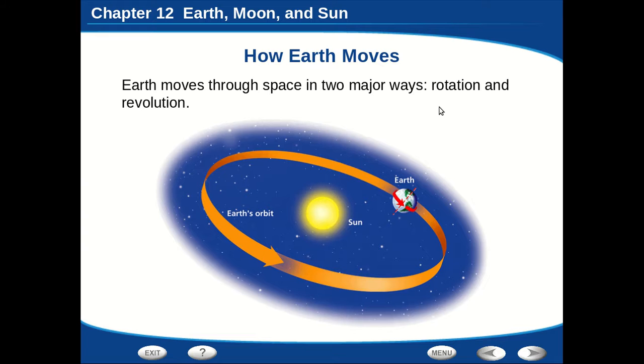So here we go. How Earth moves. Earth moves through space in 2 major ways: rotation and revolution. So what does rotation mean? Rotation is that little spin. Rotation is this line that goes from the South Pole through the North Pole, right through the center of Earth.